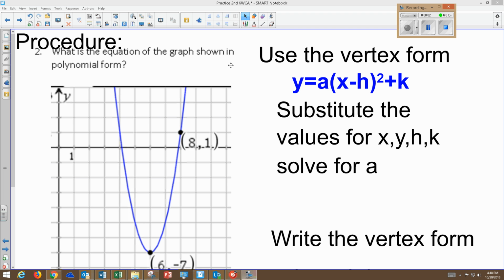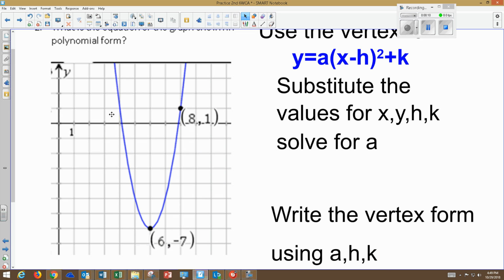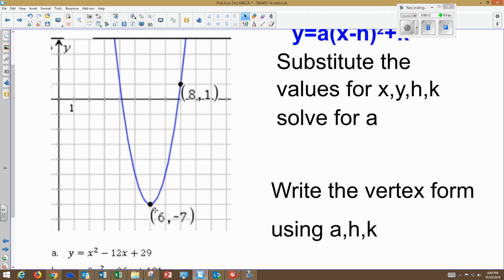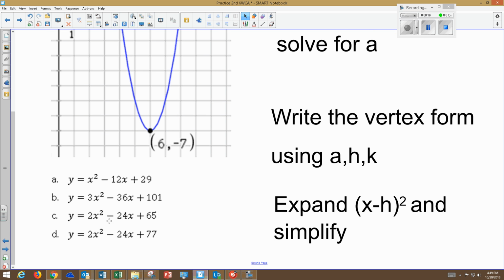In this example, we want to find what is the equation of the graph shown in polynomial form. And look at the graph. It goes through the points (6, -7) and (8, 1). And basically we can do this.